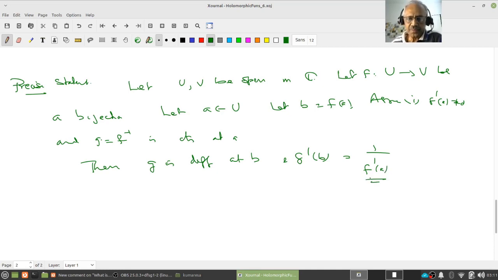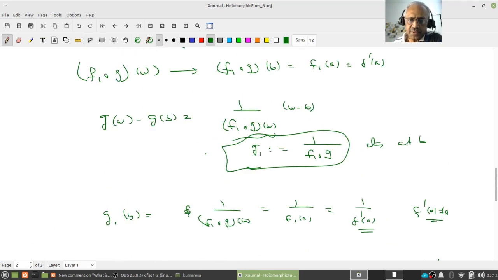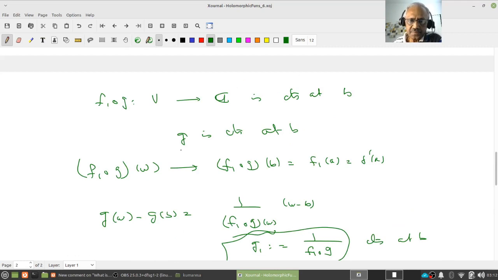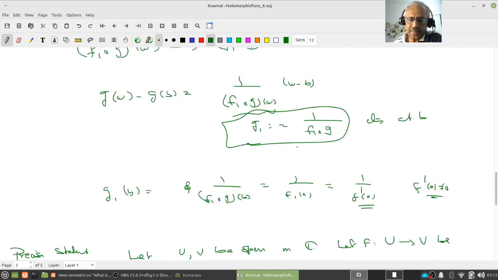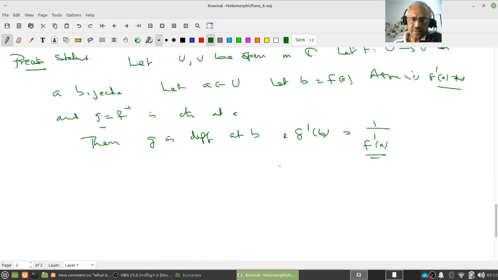Go through the proof. See that we used everything. Where did I use f dash a is not equal to 0? At the last time. Where do I use g is continuous at b? Because when I wanted to define g1 equal to 1 upon f1 composite g, I have to use continuity of g. Right, here I used continuity of g at b.